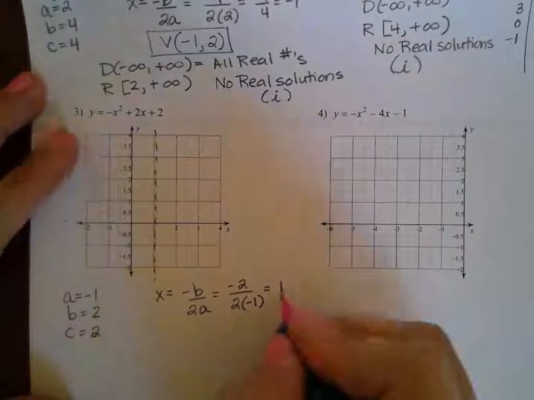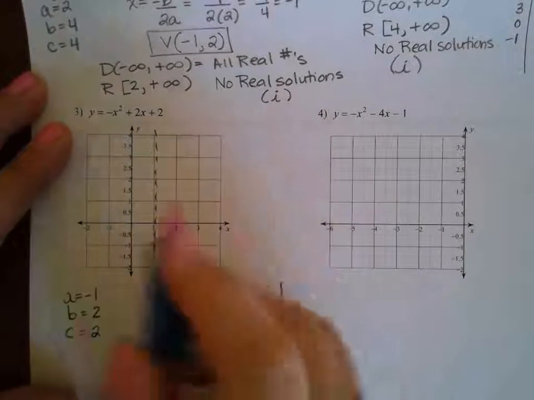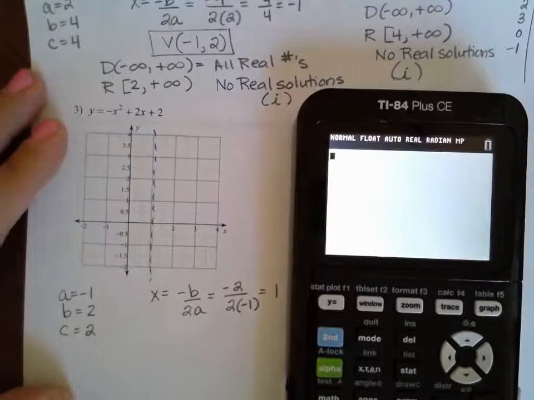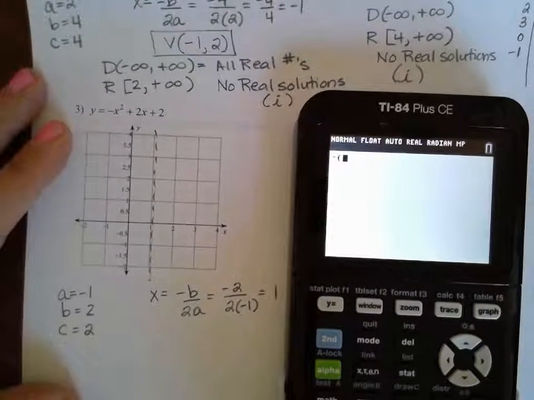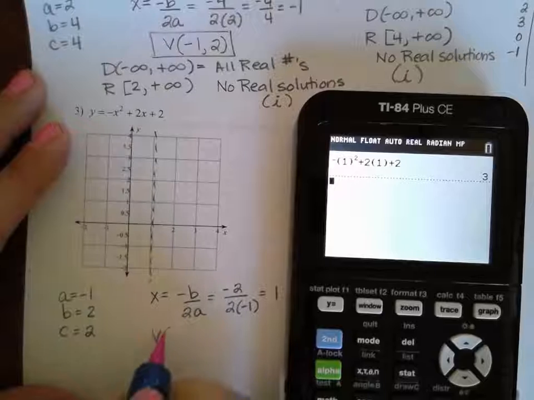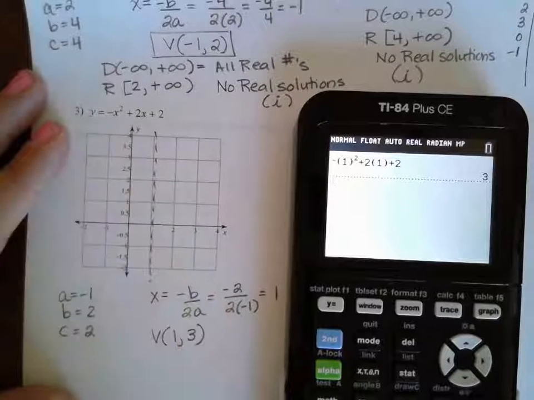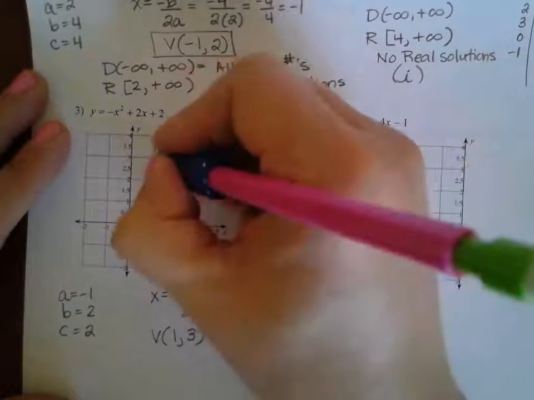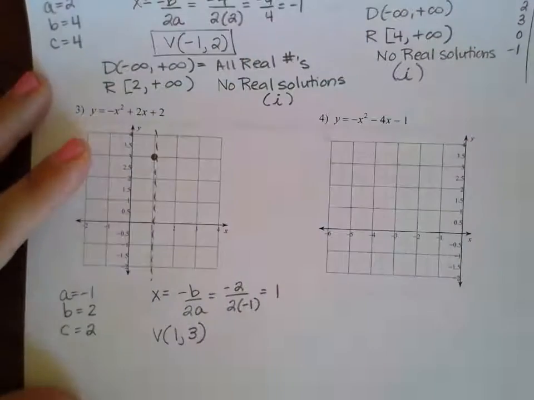Now you're going to plug 1 in everywhere that you see an x to help you get your vertex. So it's going to be negative 1, and then plus 2 times 1, plus 2. Hit enter, and we get 3. Alright, so our vertex is 1, 3. We're going to plot that: over 1, up 3. There's a dot right there.